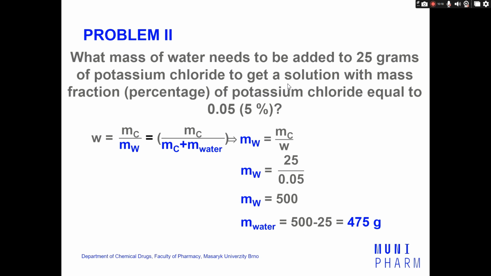Please note that for the calculation, we usually use the mass fraction in the form of a number from 0 to 1. This means that if the task gives us only the mass percentage, then we must convert it to the mass fraction by dividing it by 100.